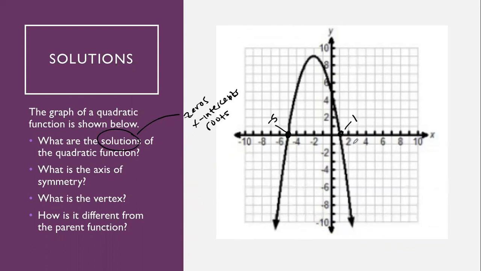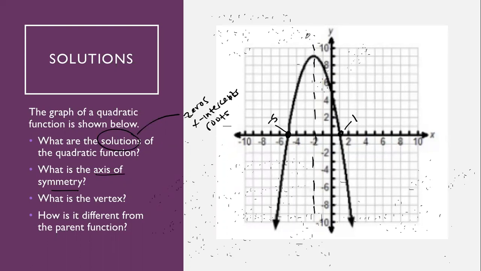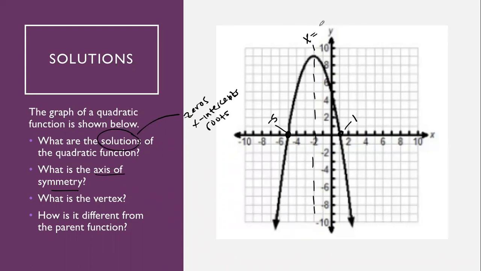Everyone good with that? The next question says, what is the axis of symmetry? What's that asking? Perfect. What's that vertical line that splits my parabola in half? So a vertical line is what type of equation? X equals something. So what's the x value on this point? So my axis of symmetry is x equals -2. That's the vertical line that splits my graph in half. Are we good with that?